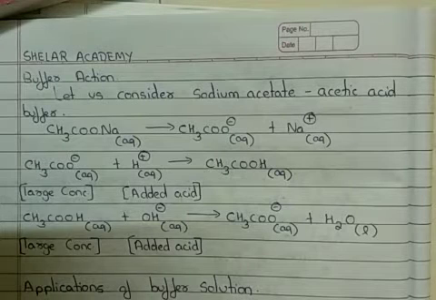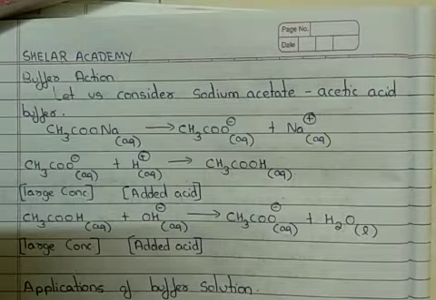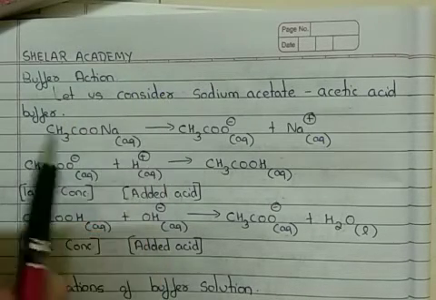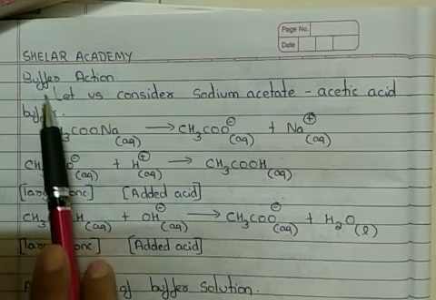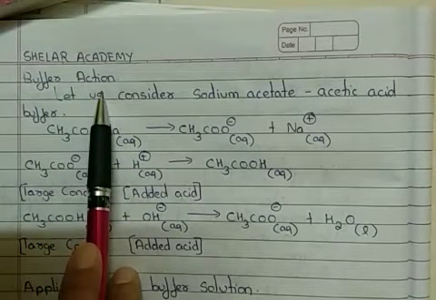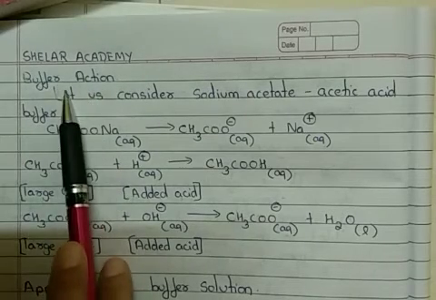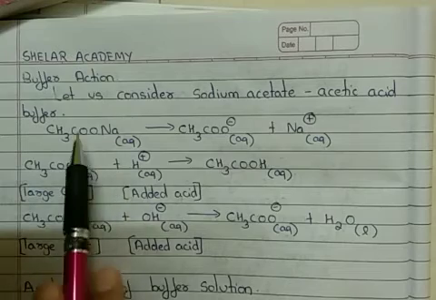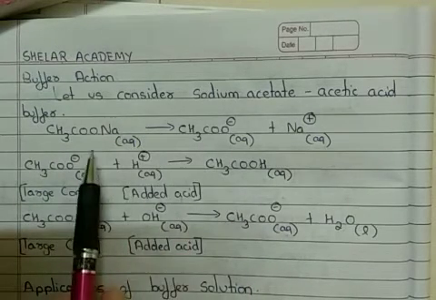Now after knowing the two types of buffer solution, acidic buffer and basic buffer, let us see how it plays the role in controlling the pH. That is, let us see its buffer action, or sometimes it is also called the buffer mechanism. For this, let us consider an example of sodium acetate and acetic acid buffer. We are taking an example of an acidic buffer.